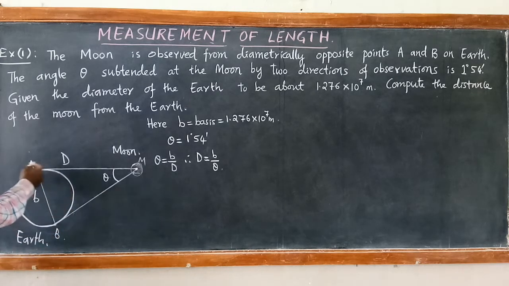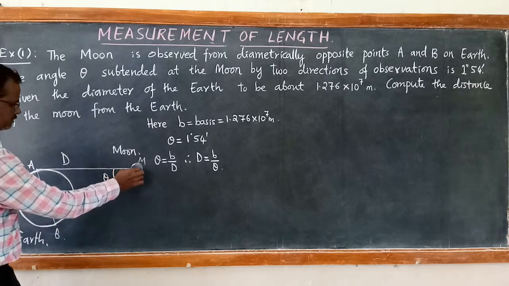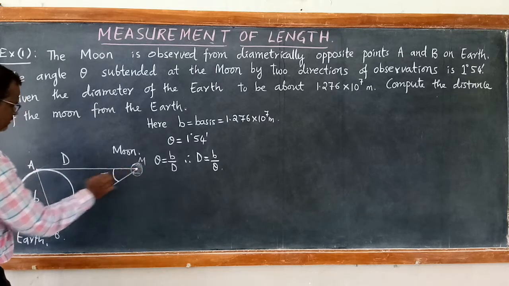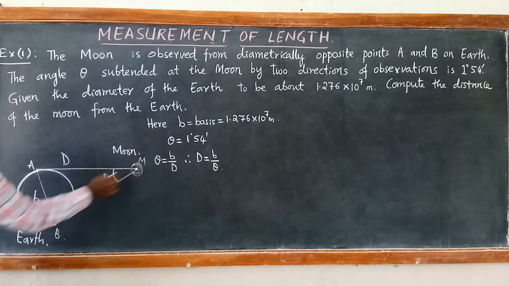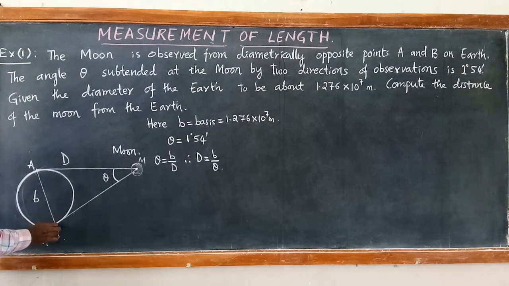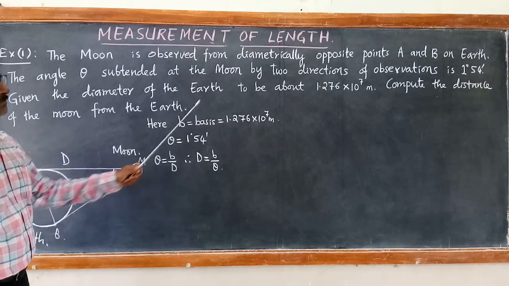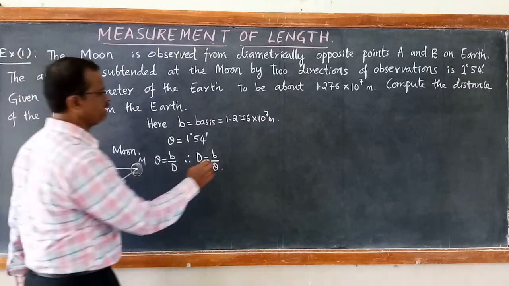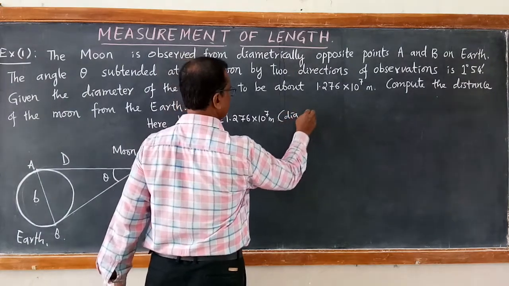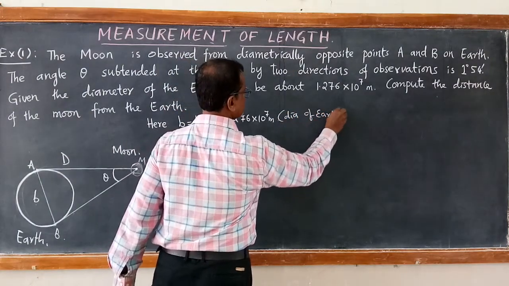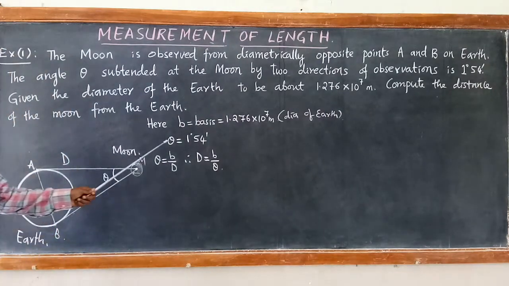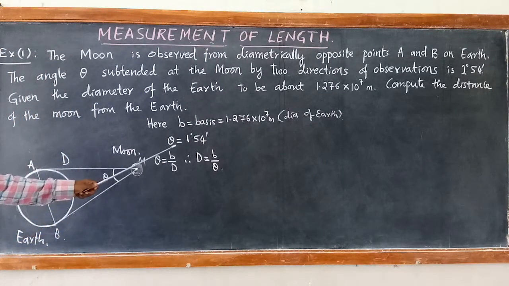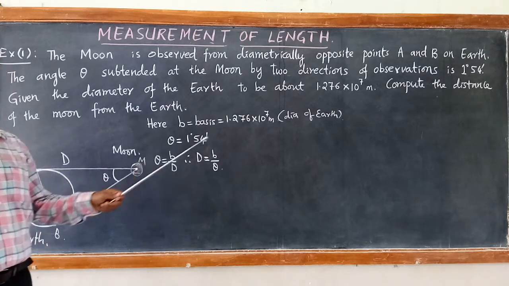So this is our earth and this is the moon. I have drawn the lines of observation AM and BM from two diametrically opposite observatories. A and B are lying diametrically opposite. So AB becomes the basis, that is nothing but the diameter of the earth. And the parallactic angle is given. Angle of parallax is 1 degree 54 minutes.